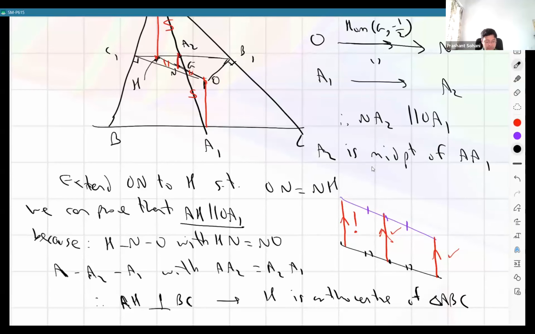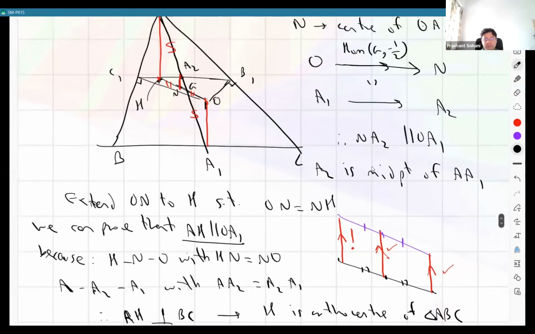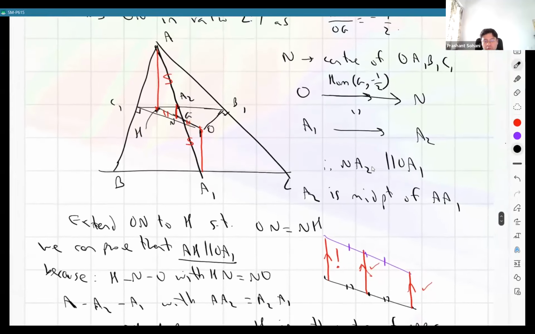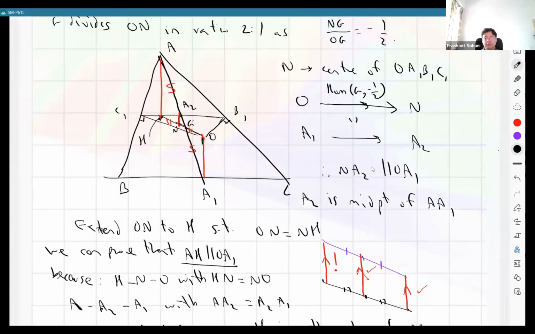I don't know, those who have studied the 9-point circle, is your proof somewhat similar to this? You may have done a similar thing to show that O, G, H are collinear and the 9-point circle. The basic setup is something like this only, right? But I'm just showing how the same thing can also be described in terms of geometric transformations. And from here the remaining part follows very naturally.